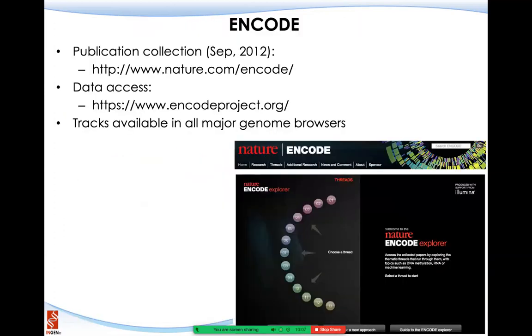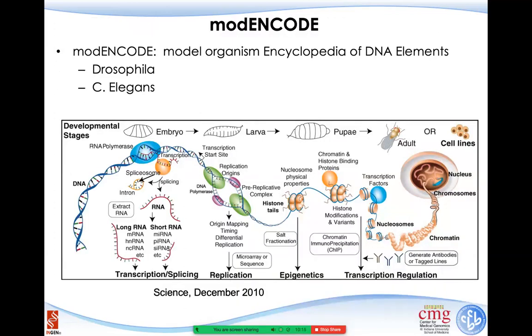Here are the publications from the Nature issues, as well as the data access, and the tracks are available in major genome browsers. Similar to the ENCODE project, there is a parallel study called modENCODE, which studies model organisms for gene annotation, and they focus on Drosophila and C. elegans. So major findings have already been published as well.